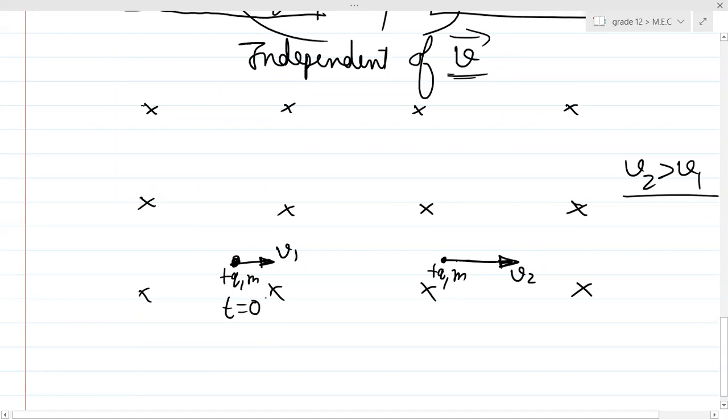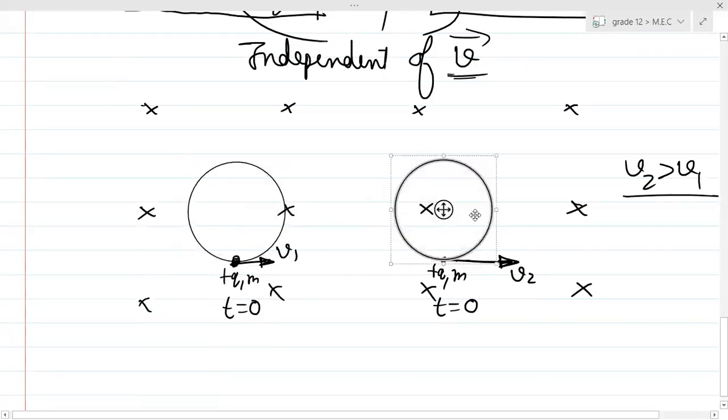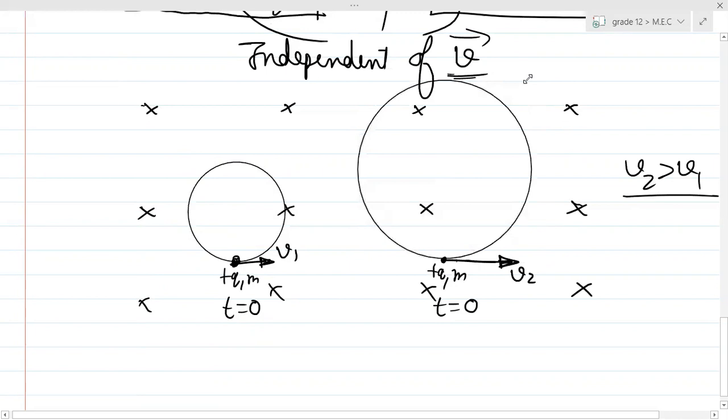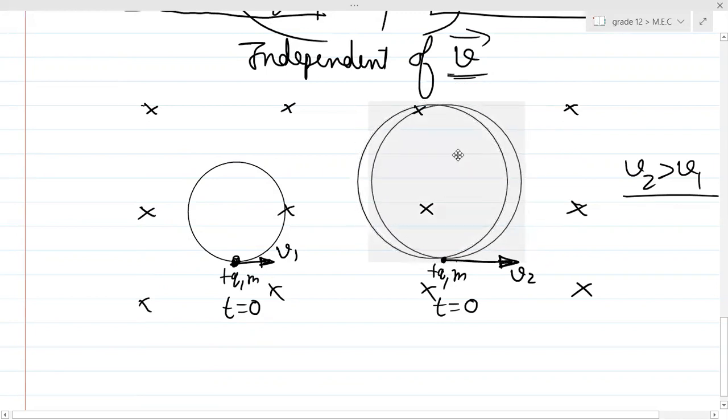So basically, what will happen? Suppose both of them are thrown at t equals 0. Can you see the circular path of this? Guys, you understood what exactly happened?